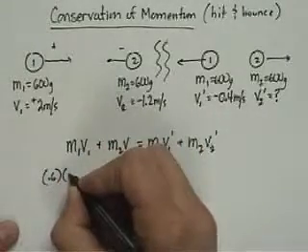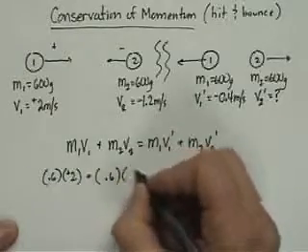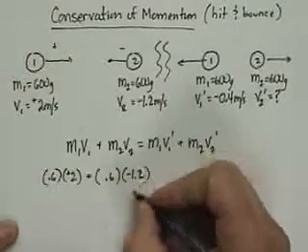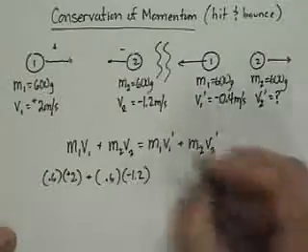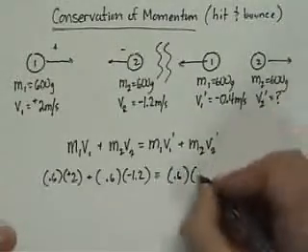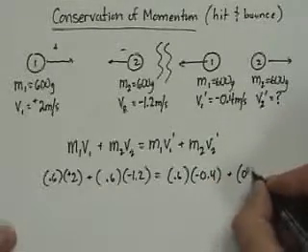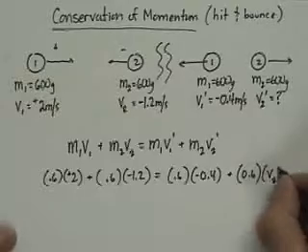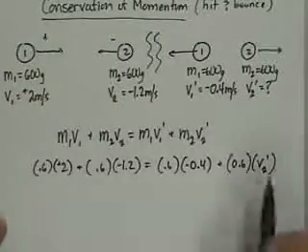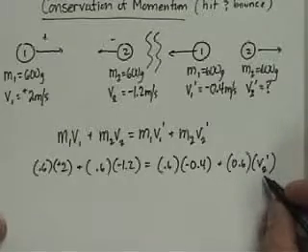Velocity 1, positive 2. 0.6. Velocity 2 is negative 1.2. Don't forget the negative. People do that and they get the whole question wrong. 0.6. Velocity 1 after, negative 0.4. 0.6. V2 after. There. Solve this incredibly complicated looking thing for velocity 2 after.